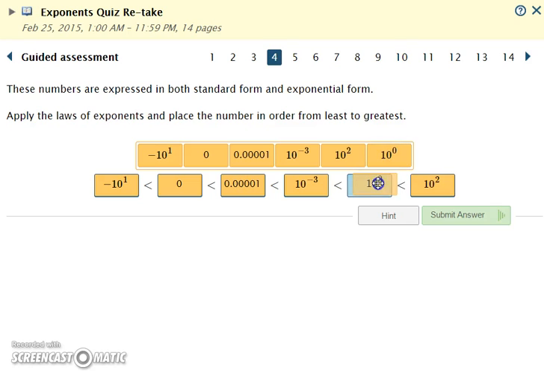All right, so let me double check those. I've got negative 10, then 0, then a small tiny decimal, and then a slightly bigger tiny decimal, and then the number 1, and then the number 100.